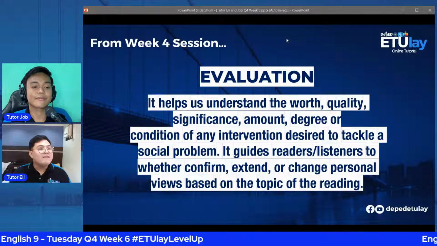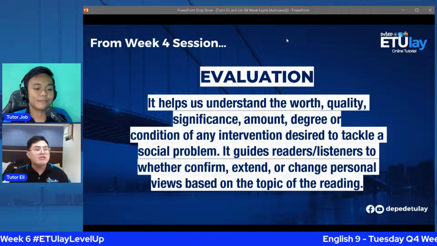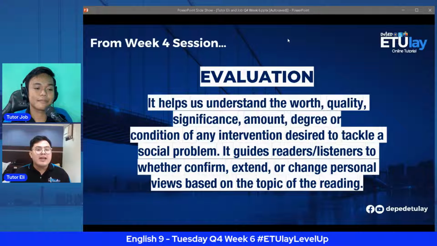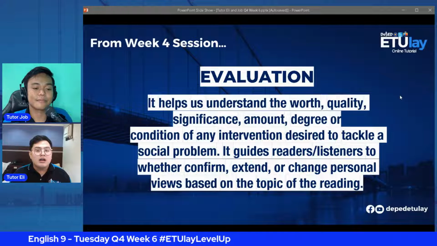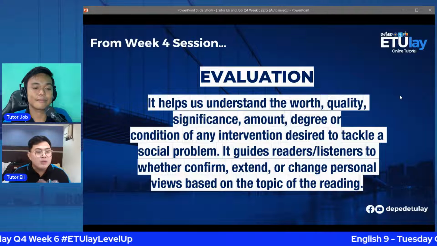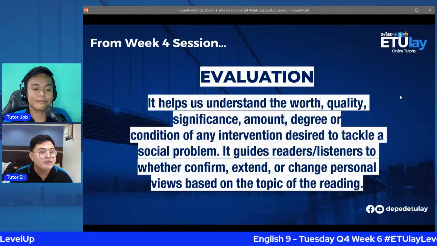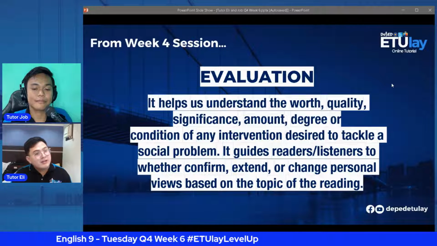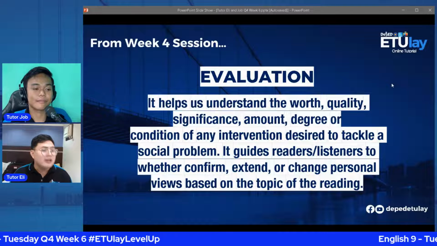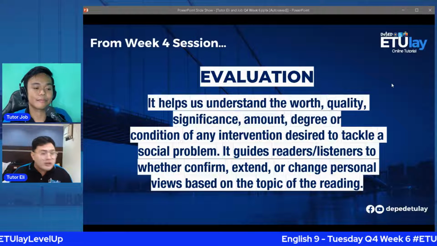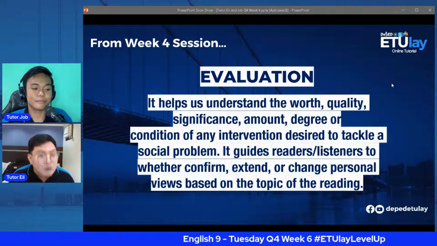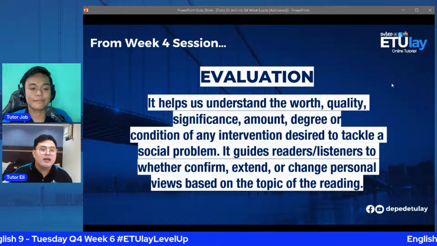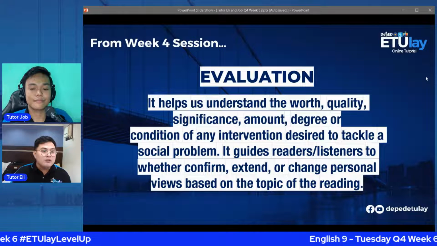Okay, when we evaluate, we read between the lines, we understand the quality, significance, amount, degree or condition of any intervention desired to tackle a social problem. We evaluate based on facts, on our personal observations and experiences. It also guides us when we evaluate a particular text or situation, whether to agree, to extend or to change our personal views. There's nothing wrong when we change our personal views as long as this new view is based on facts and truth, of course.